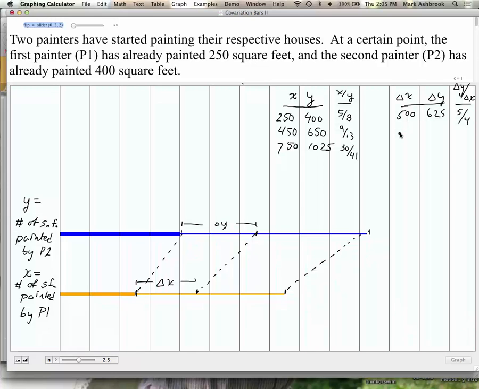The initial change in Y was 200. And the initial change in X was 250. Well, I guess that gave me 4 fifths. Do I have something written incorrectly? No, you wrote it right. She just said it wrong, but you wrote it right. It's 5 fourths. Yeah, change in y over change in x is 5 fourths.